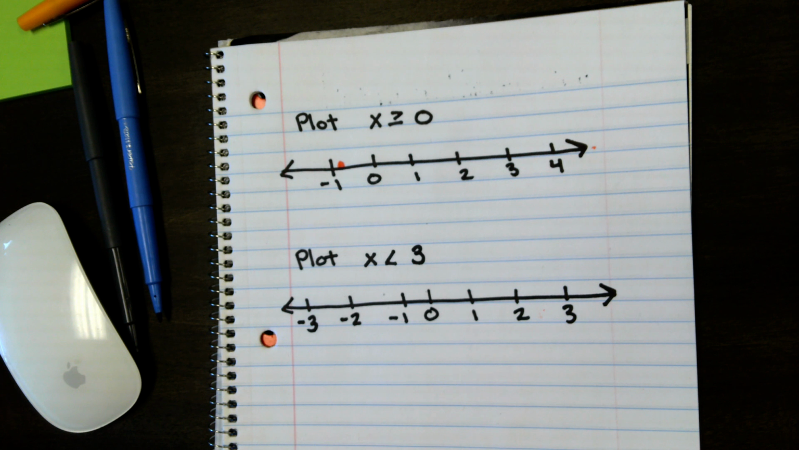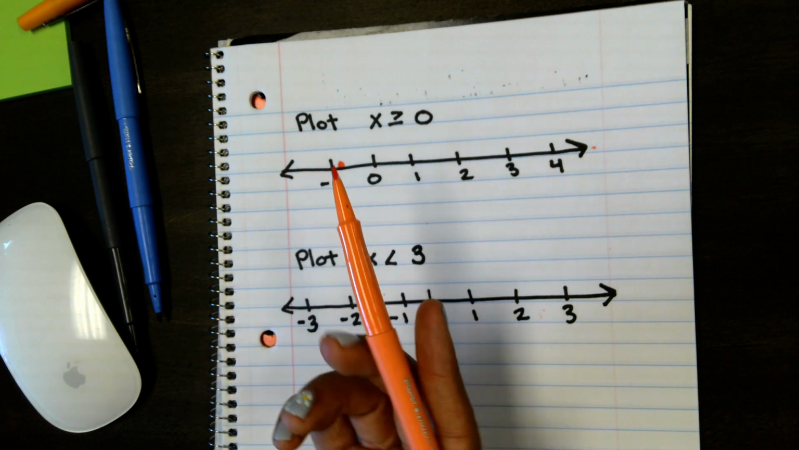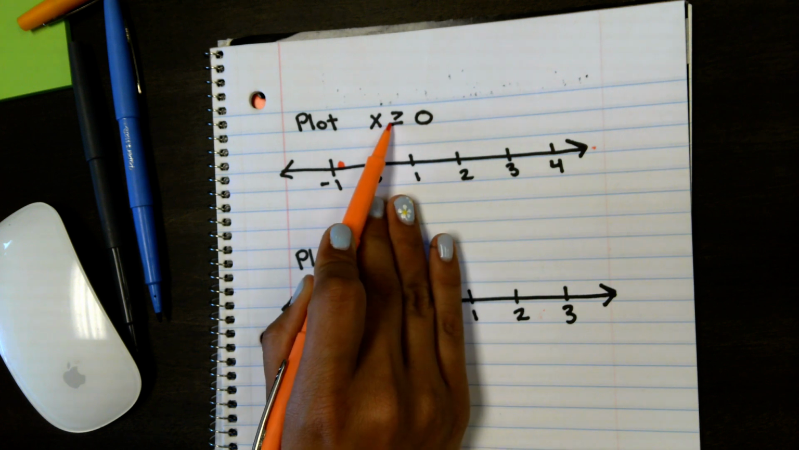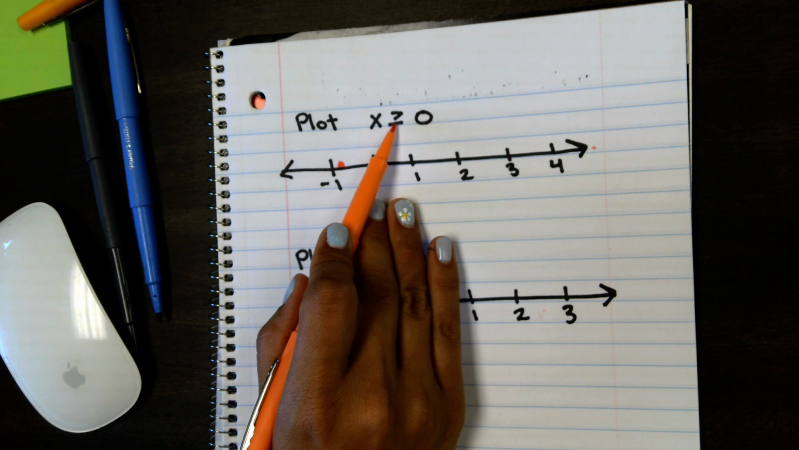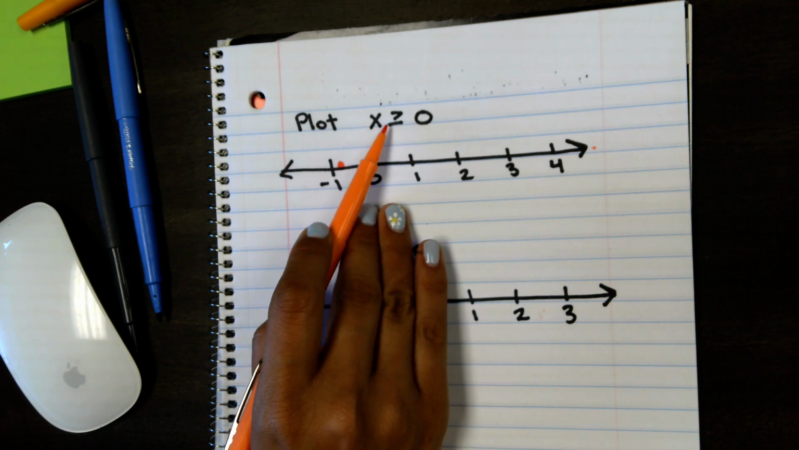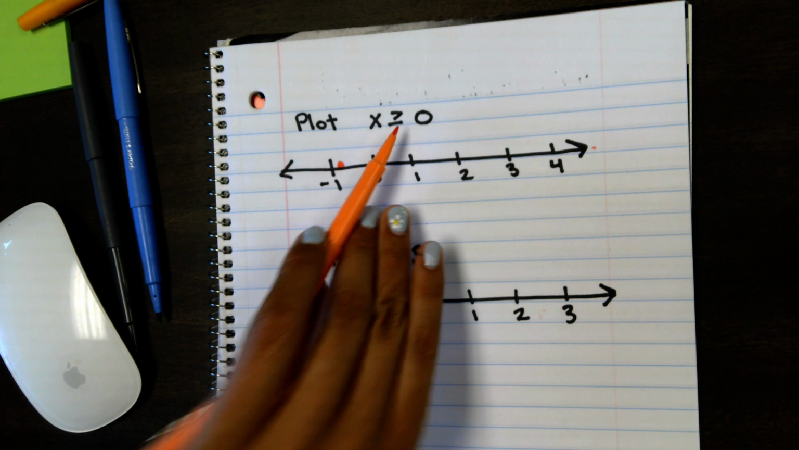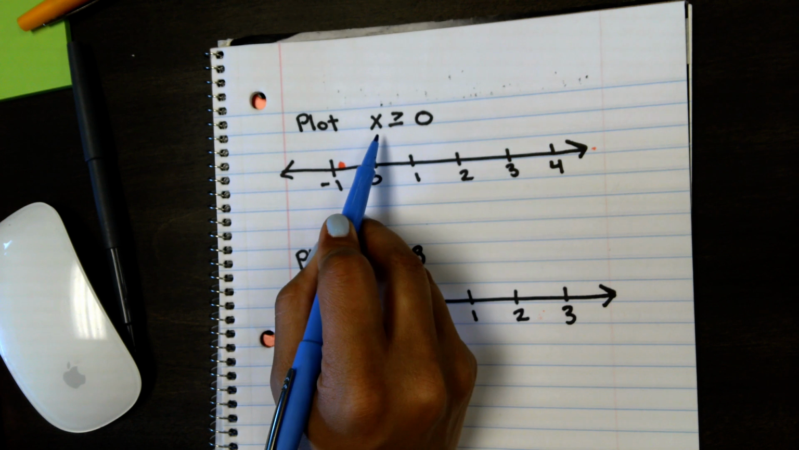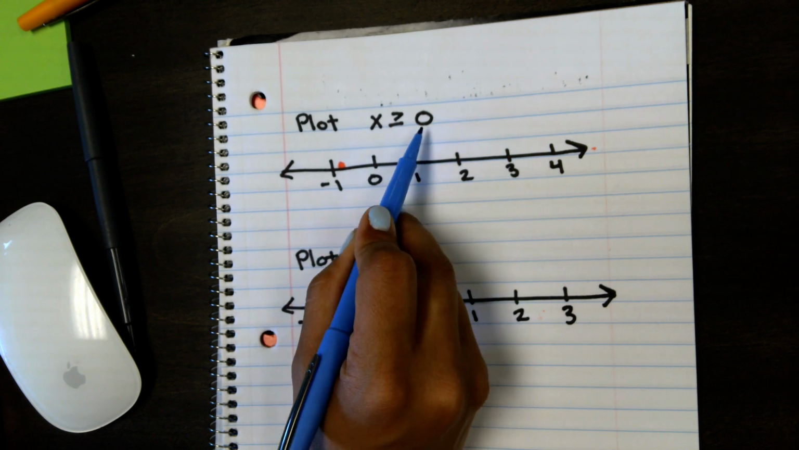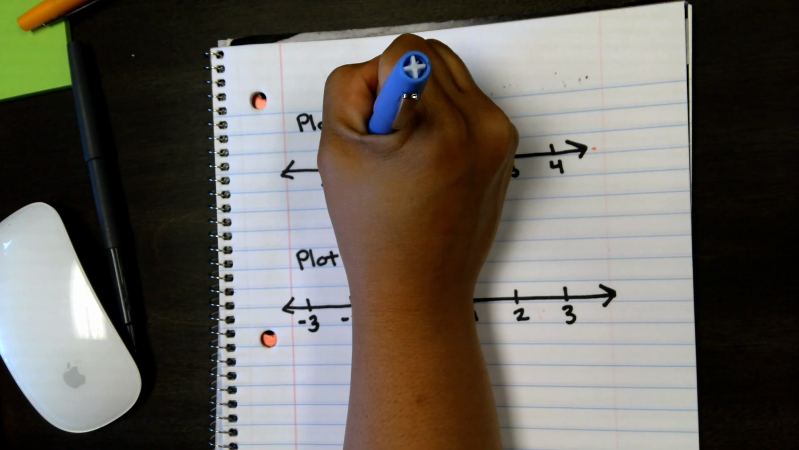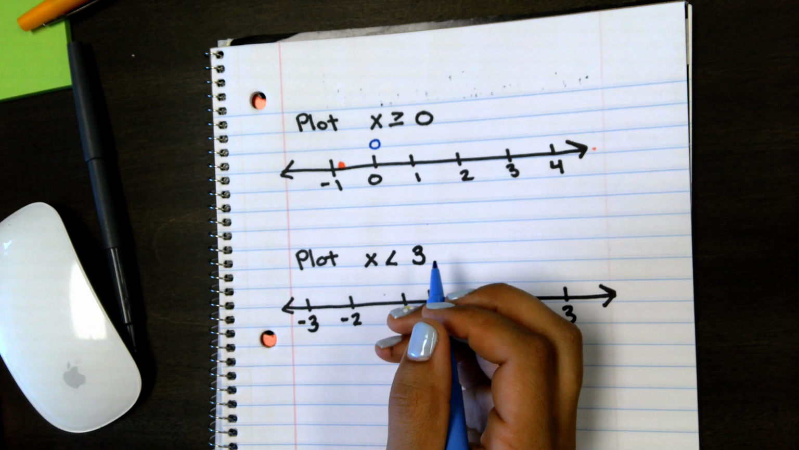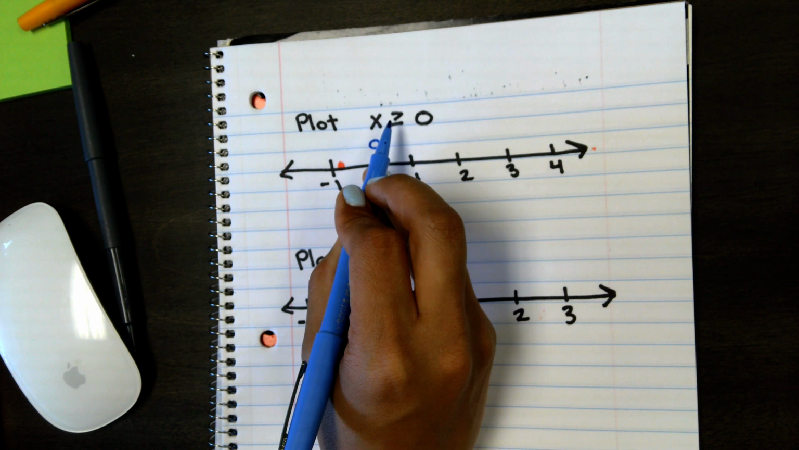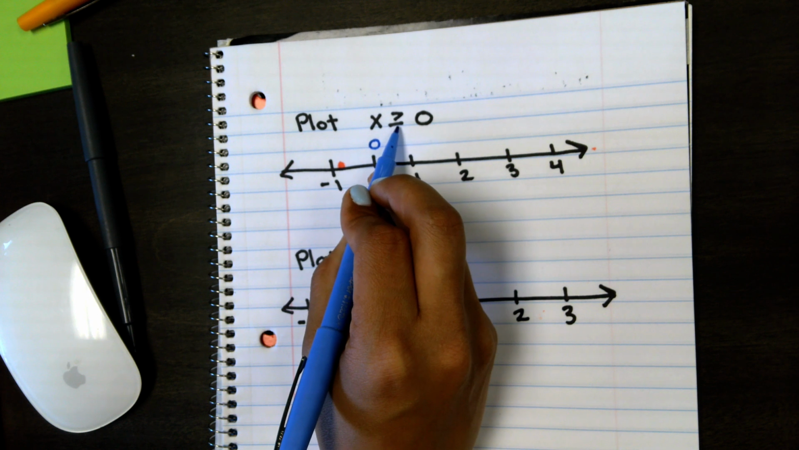Okay, so this is what we were just doing, basically, except with greater than or equal to symbols or inequalities. So this says that x is greater than or equal to 0. So this means that we're going to plot all of the values that are greater than or equal to 0. So I know that this thing is going to start at 0, and I'm putting a circle there. Now, is it going to include 0? Yes, it is, because these values can be greater than or equal to 0.